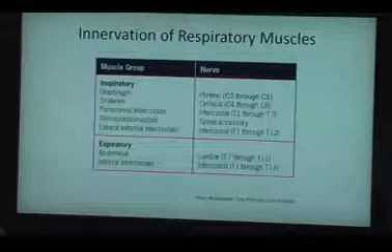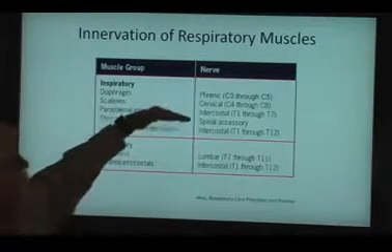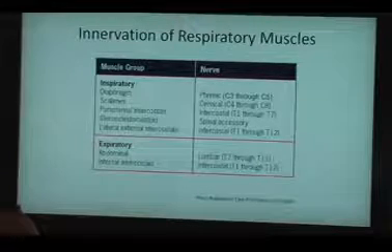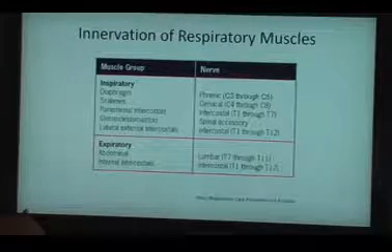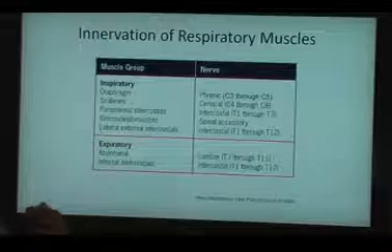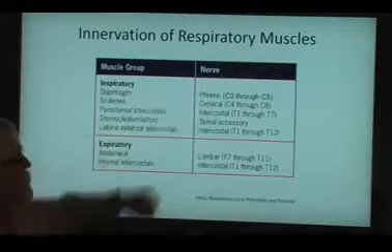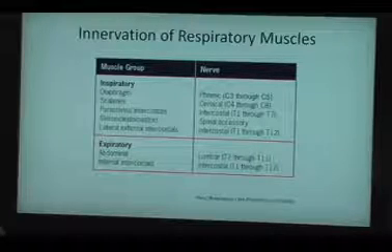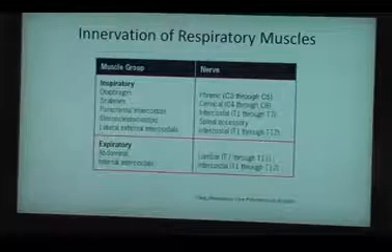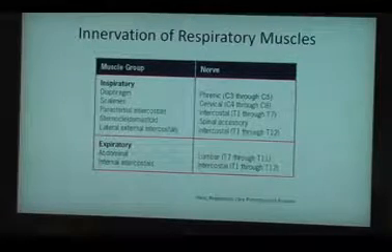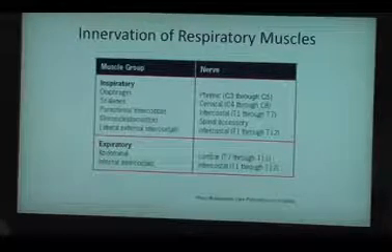So an individual with, say, a T1, T2, T3 injury will be able to use their diaphragm, but they will not be able to take a deep breath to full total lung capacity because they do not have use of their accessory muscles, and they will not be able to cough effectively because they cannot use their expiratory muscles, which are important for coughing.